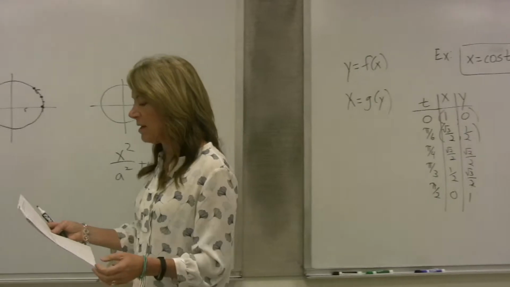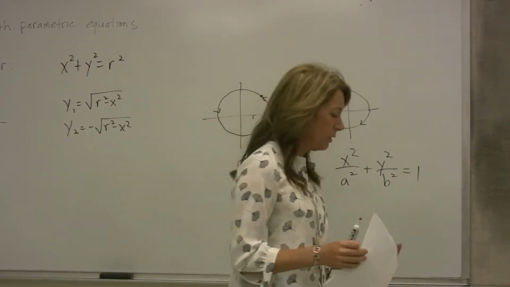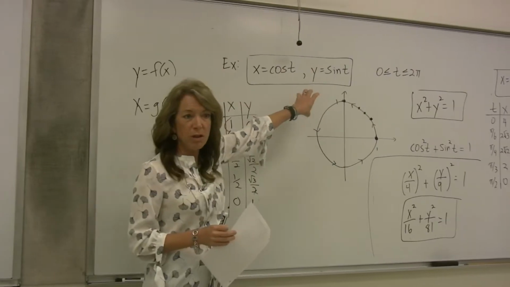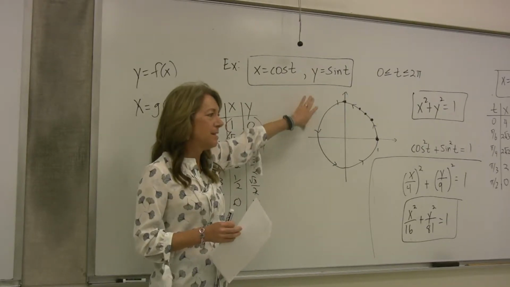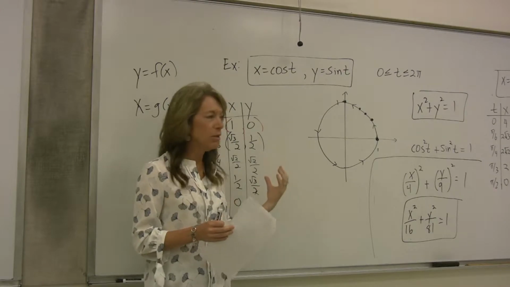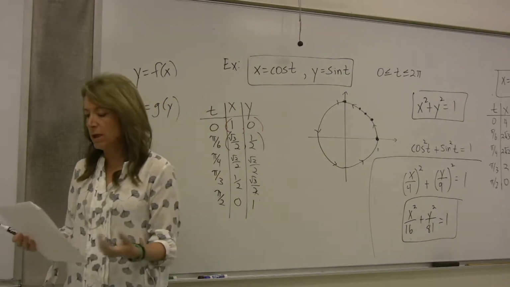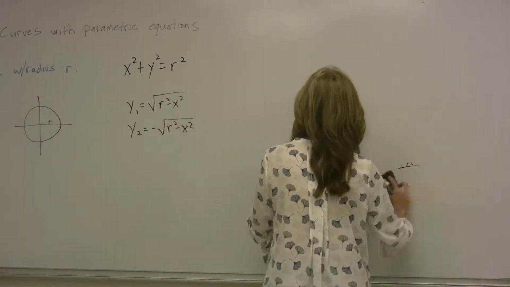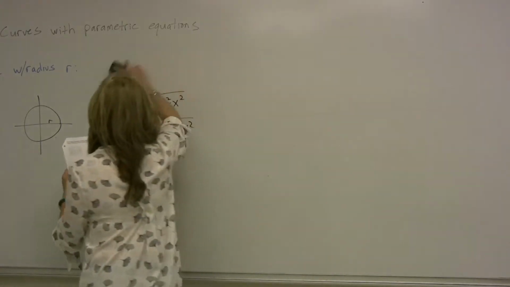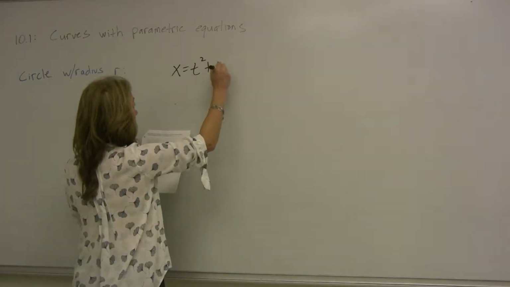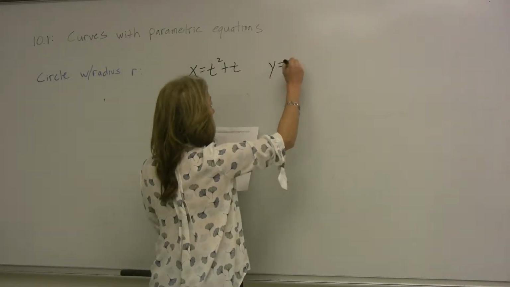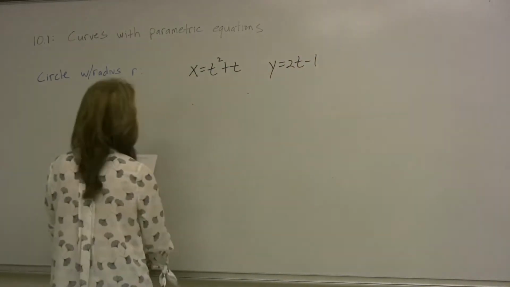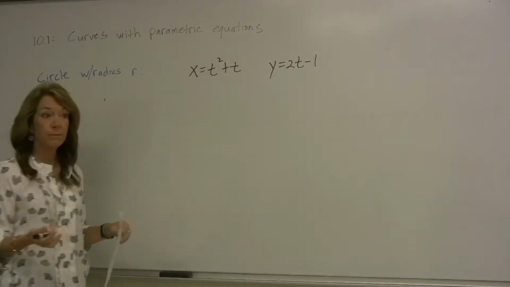On top of the next page, I talk about how sometimes it's difficult to see what the curve will do. A lot of people can see what this is going to do just because they know the relationship between cosines and sines in the unit circle. So you can see it's going to be circular. But sometimes you have no clue what it's going to look like. So let's look at this next one here, my example 3, which has x equals t squared plus t, y equals 2t minus 1, and we want to sketch this curve.